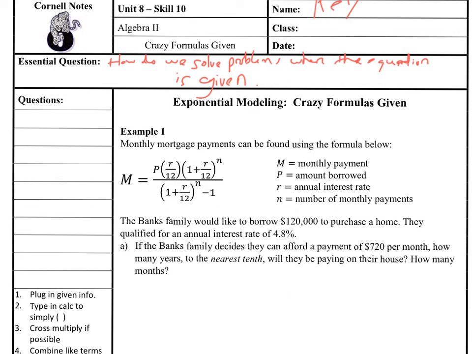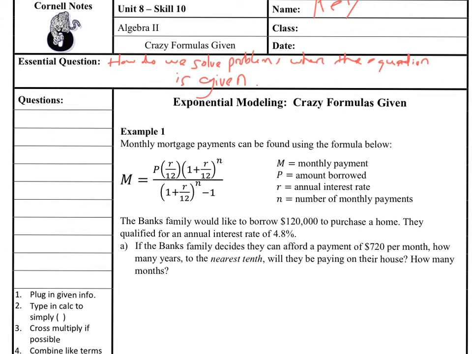Yeah. So how do we solve problems where the equation is given? It really should say, how do we solve problems where the equation is given and is nasty? Just completely nasty and not a whole lot of fun. And the reason it is nasty and not a whole lot of fun is because it's a basic level math problem where they're giving you everything but one variable.